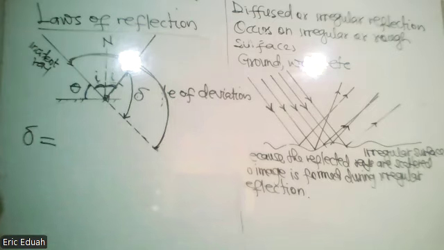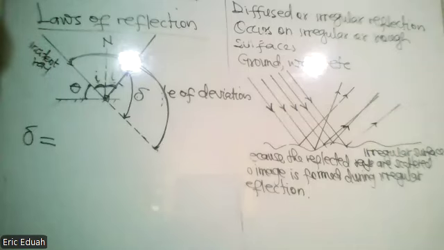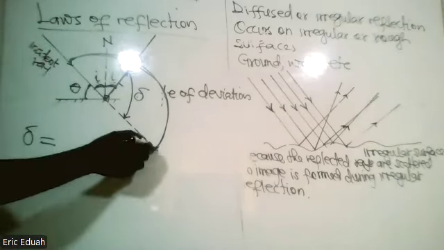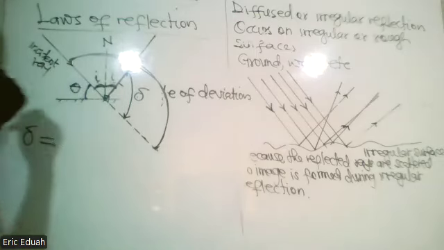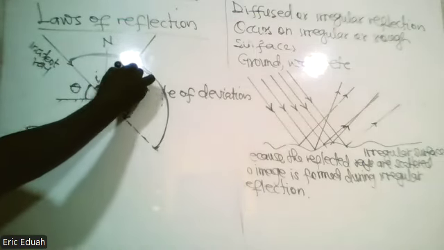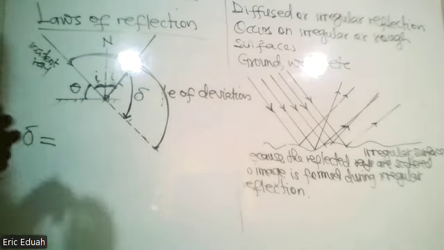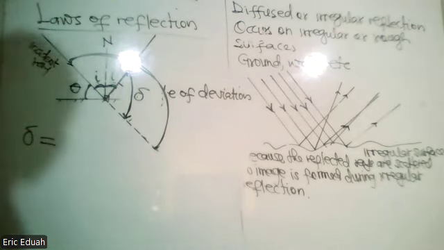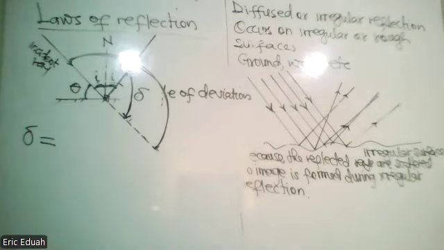Anybody to help? Rachel, you are there. If the whole angle is 180, this is i, this is also i, and this is sigma, the angle of deviation. How can we calculate the angle of deviation? Please, the floor is open to all. Okay, Mamiya. 180 minus 2i. Exactly.